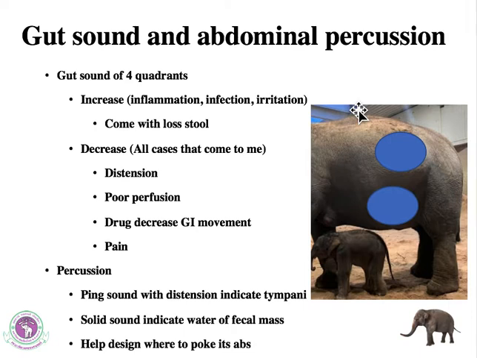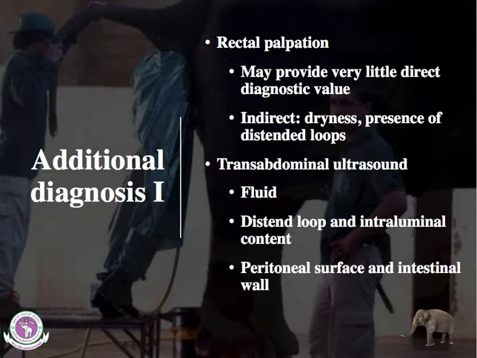Regarding percussion, you can percuss with your finger. If a ping sound is present, it's usually indicative of distension of the intestine, that is, tympany. If it's a solid sound, it's indicative of water or fecal mass. And sometimes percussion with a stethoscope also helps decide where to perform the abdominocentesis in case you don't have ultrasonography. So the additional diagnostic tests may include rectal palpation.